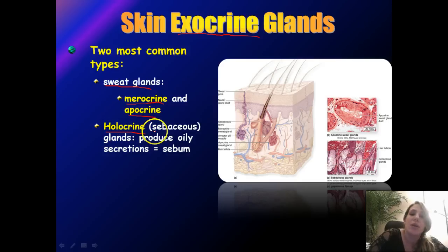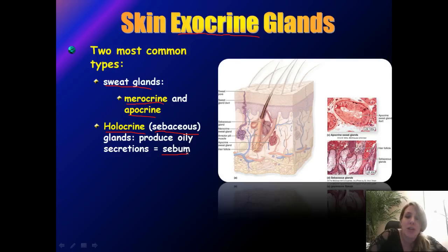The other type of common gland that you'll find is called a holocrine gland. Another name for it is sebaceous gland. And sebaceous glands, holocrine glands, produce sebum. And sebum is an oily substance. It has some proteins and lipids in there, but it's really oily, and when it gets in your hair, it's kind of nasty. But anyway, that's a sebaceous gland.